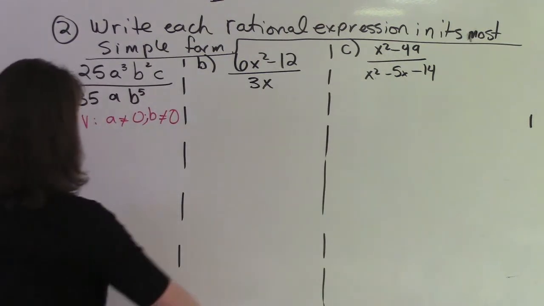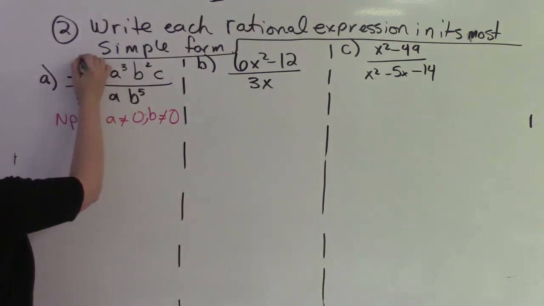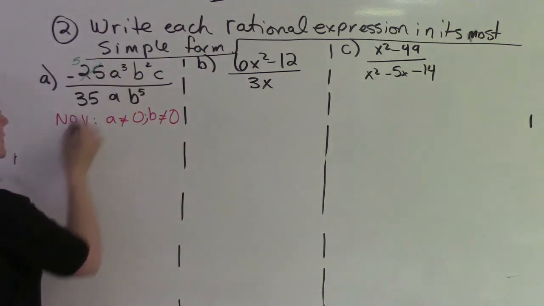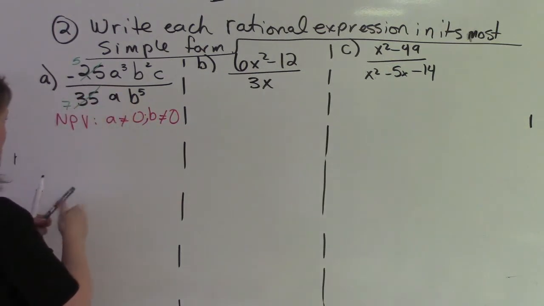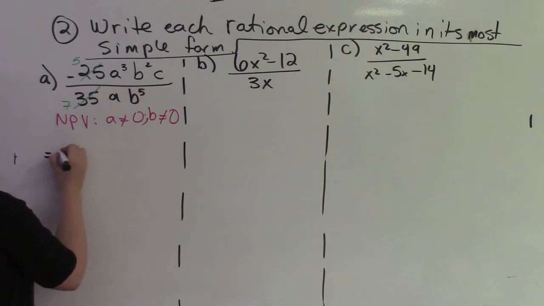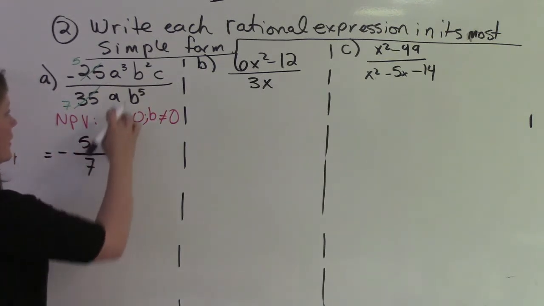Alright, so what we want to do is cancel out as best as we can. 5 goes into 25 5 times. 5 goes into 30 7 times. So what we're left with here is negative 5 over 7.